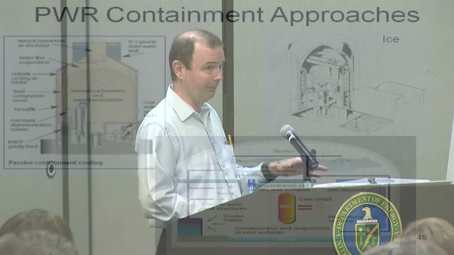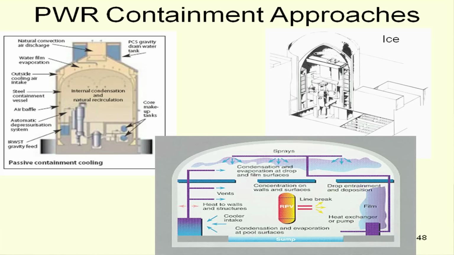So that's one design. This is another design inside. Up in the top, you put spray heads, and you have a water source and a pipe. And if steam gets in there, you spray cool water to help condense the steam. Again, the object is to keep the pressure within the limits of the containment.